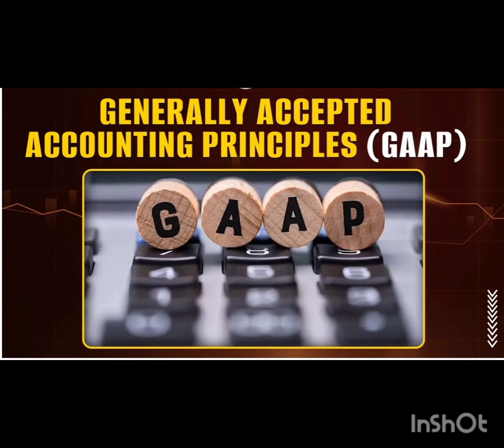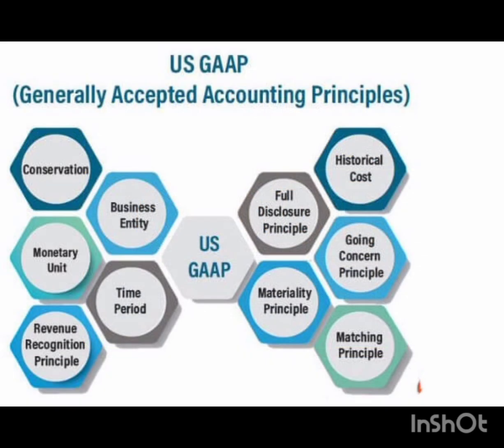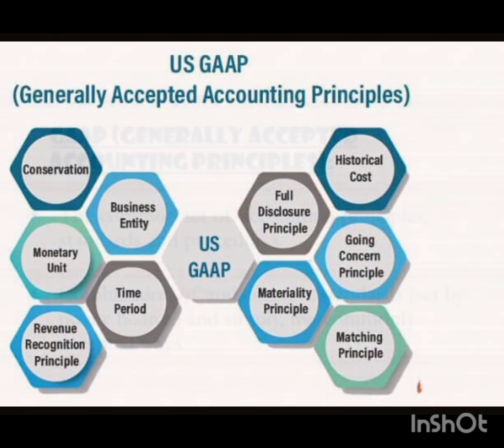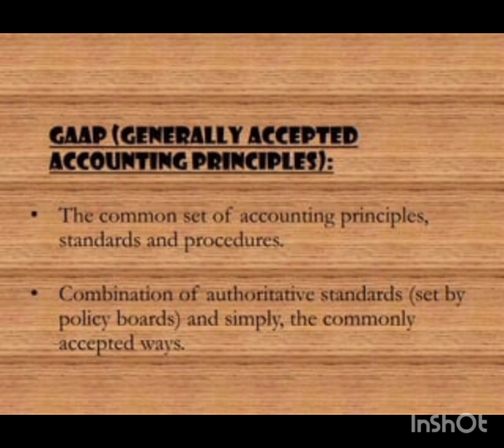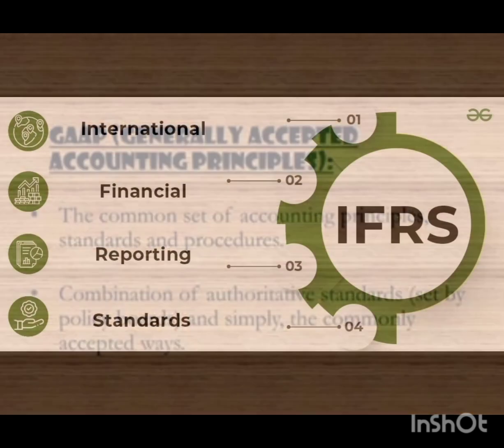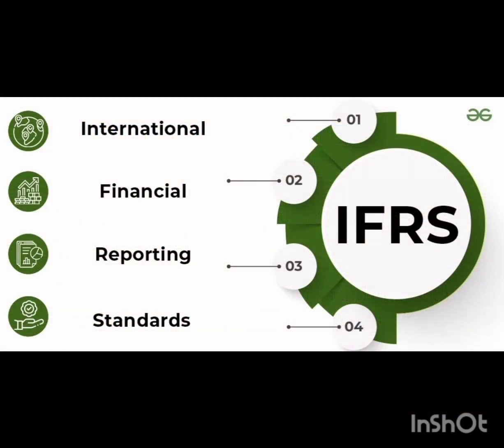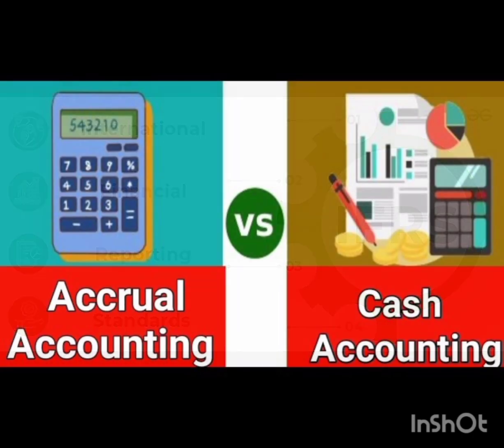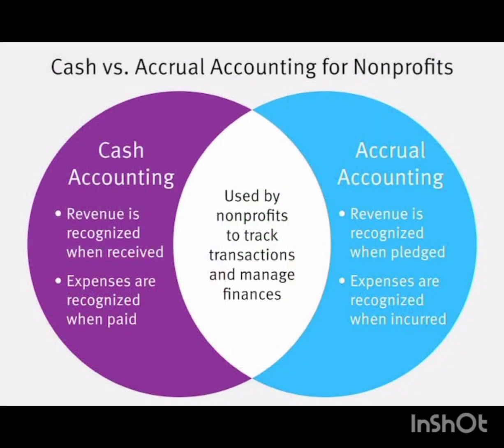This fundamental principle of financial accounting requires that every financial transaction affect at least two accounts, ensuring that the accounting equation, assets equals liabilities plus equity, stays balanced. 3. Generally accepted accounting principles, GAAP.